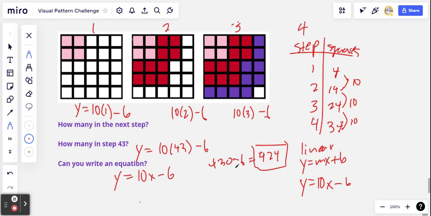So how did that go for you? Did you think that was going to be quadratic, or could you see that it was probably going to be linear? Let me know. Thanks, everybody.